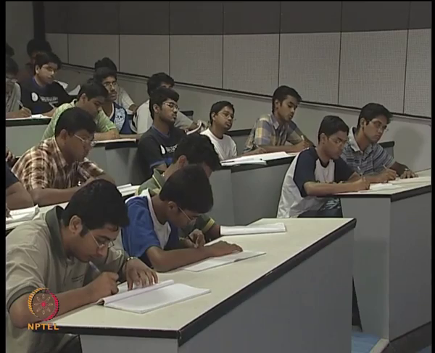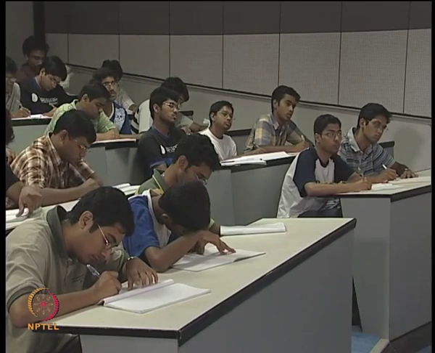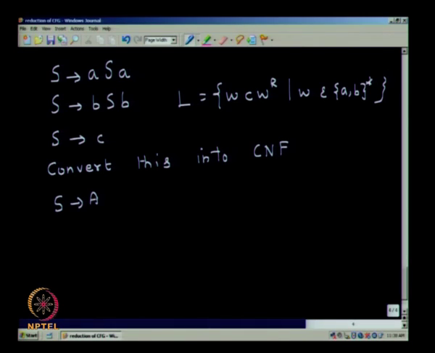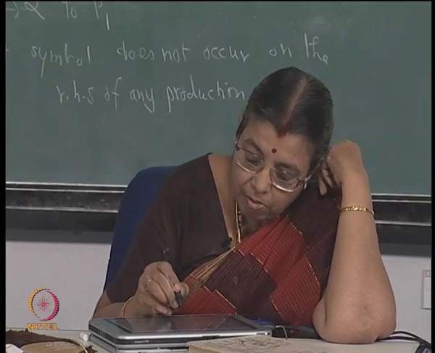The first step is to introduce a new non-terminal for every terminal symbol. If you do that, you will get S goes to ASA, S goes to BSB, S goes to C, A goes to a, B goes to b. These are in Chomsky normal form, no problem. So the other two rules you have to convert into Chomsky normal form. So when you want to convert this, what do you do?